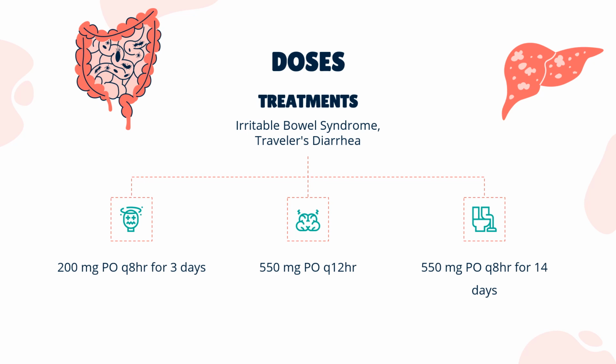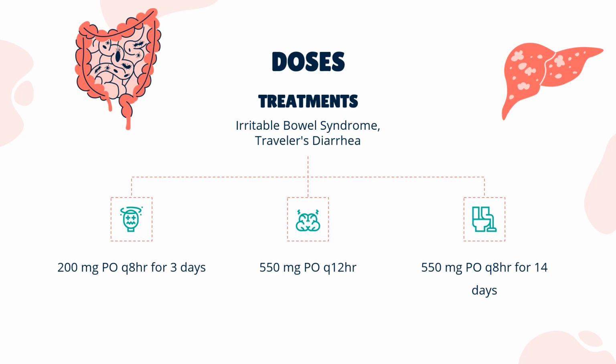Dose. Traveler's diarrhea. Indicated for traveler's diarrhea caused by non-invasive strains of Escherichia coli, E. coli. 200 mg PO every 8 hours for 3 days. Hepatic encephalopathy. Maintenance of remission. 550 mg PO every 12 hours. Irritable bowel syndrome. Indicated for irritable bowel syndrome with diarrhea, IBS-D, in adult men and women. 550 mg PO every 8 hours for 14 days.